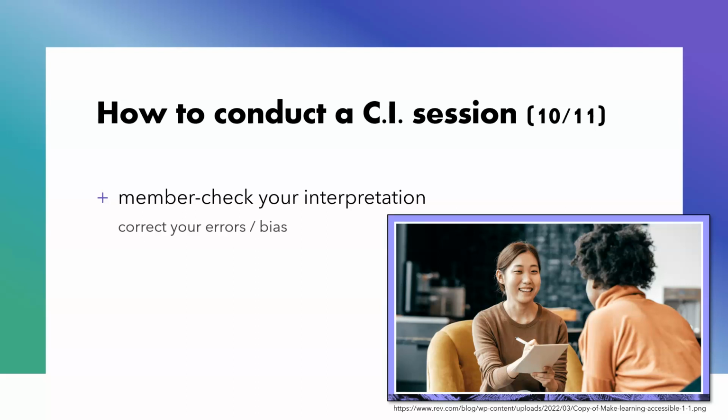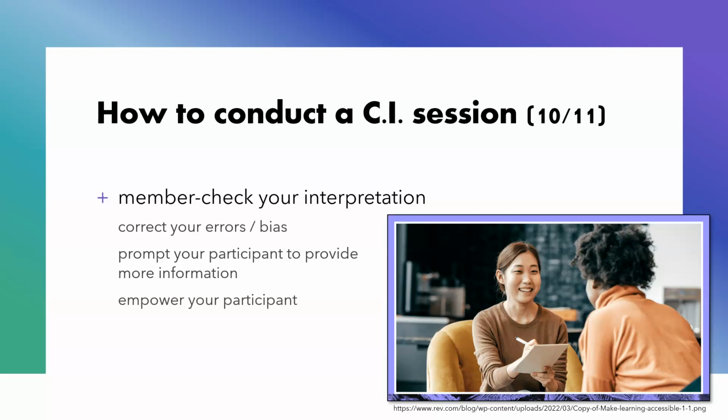then your member checking by asking the participant, so I noticed you did this. I interpreted it as blank. Is that correct? You have a chance to get your feedback. Also, when you do that, sometimes your participant will be in the mood to talk more. Like, oh yeah, you totally got that right. Here's what I was thinking. Or, oh no, that's not what I was thinking. I was thinking this other thing. So you're getting more information from your participants.